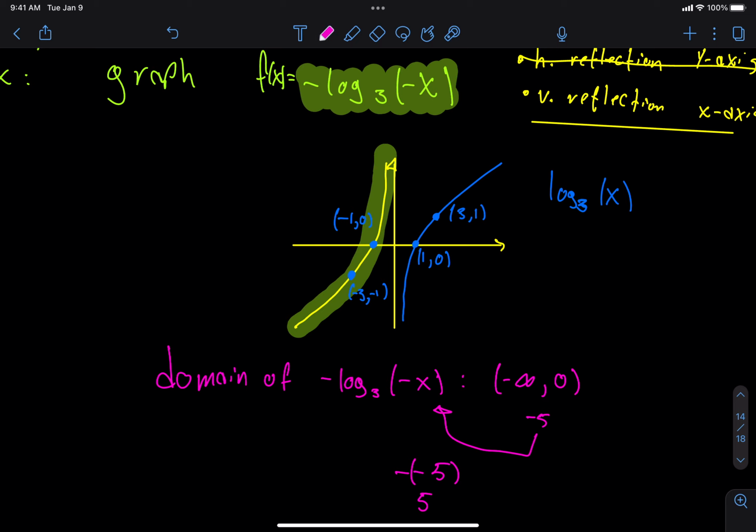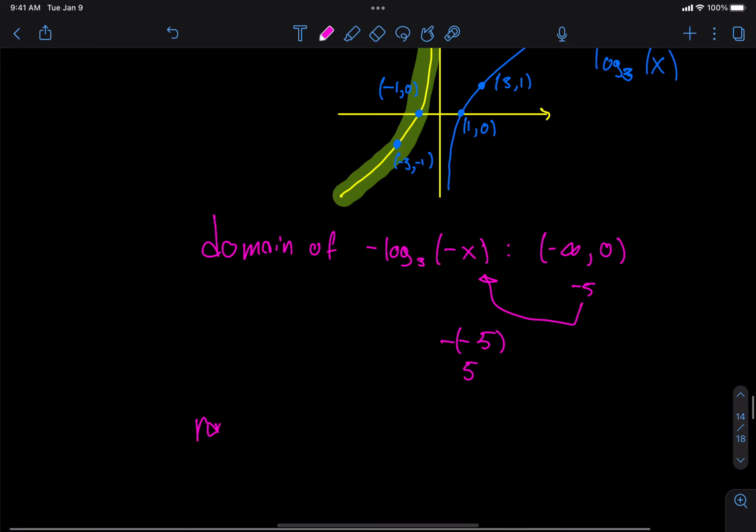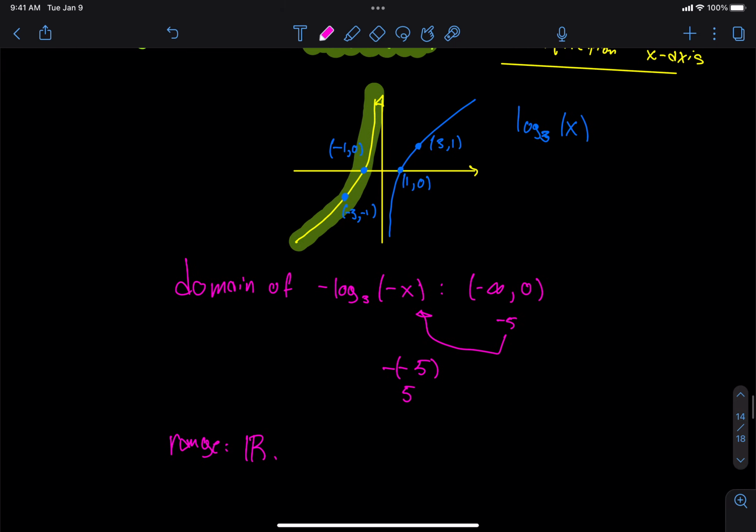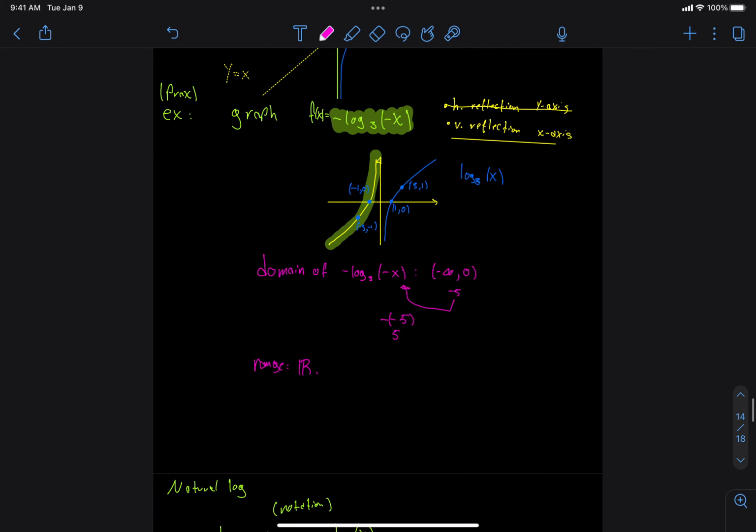Okay, how about the range? Yeah, all real numbers, right? Logarithms, their range is always all real numbers. You can kind of see why, right? Any height that you want, you can achieve with a logarithm. Okay, so that's this problem.